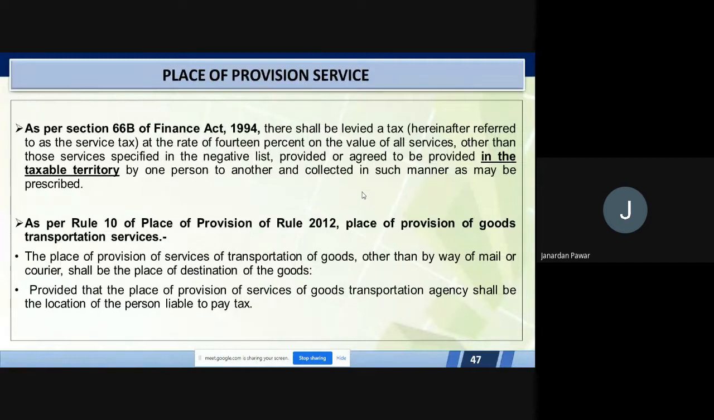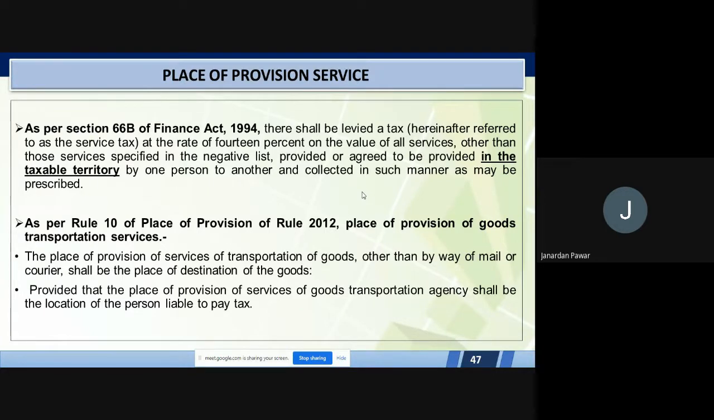Now, place of provision of services. Here, we are going to see the Finance Act. For the purpose of understanding the place of provision of services, we need to refer to the Finance Act. Why? Because certain provisions are made according to the Finance Act 1994 in the IGST Act. And this is what we need to refer to, the Finance Act 1994.